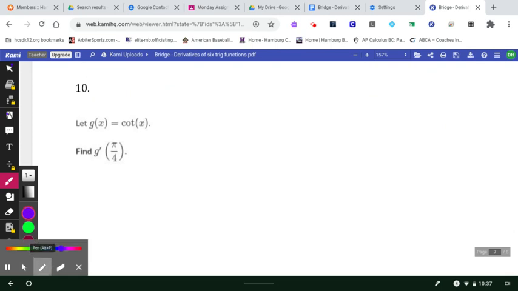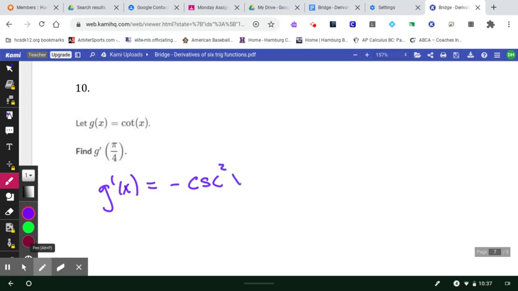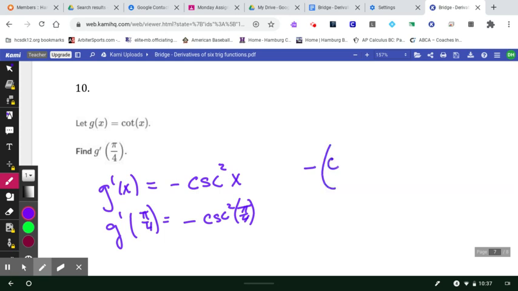Let's try one more here. Cotangent of x. All right, so g prime of x, it starts with a c, so we know it's negative. The derivative of cotangent, tangent is the one term, is negative cosecant squared of x. So now I want g prime of pi over 4. I've got negative cosecant squared of pi over 4. And again, I'm going to rewrite this because that's not written correctly with the squared. So I want the cosecant of pi over 4 squared. Okay, and again, the negative stays outside.